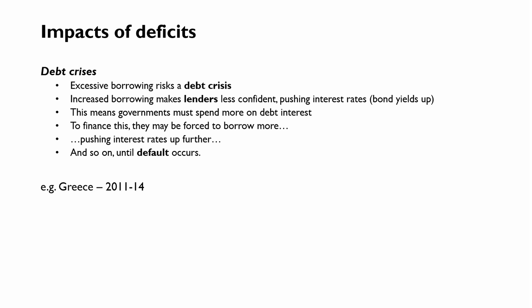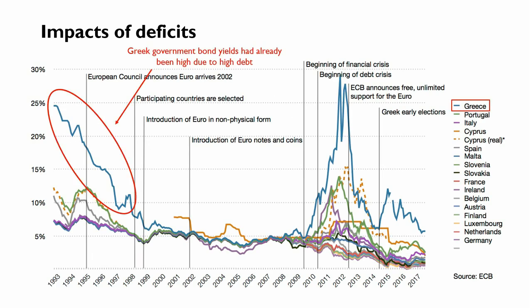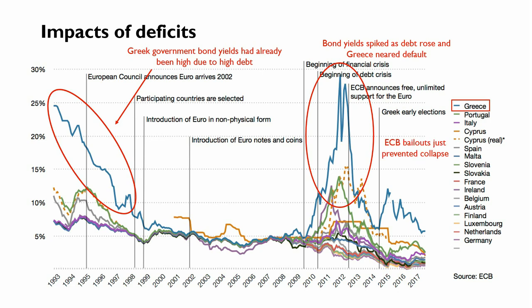The best example of this recently was Greece in the early 2010s. On this complex chart, we're looking at Greece, which is the blue line, and you can see that although Greek bond yields have been very high, 25% is very high, after 2008 they absolutely spiked again, hitting almost 30%. Now, Greece neared default, but it never actually collapsed. It kept being bailed out by the ECB, the European Central Bank. It never quite defaulted, but it came extremely close.